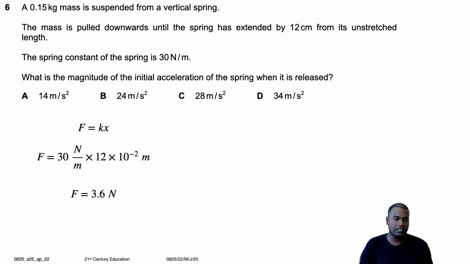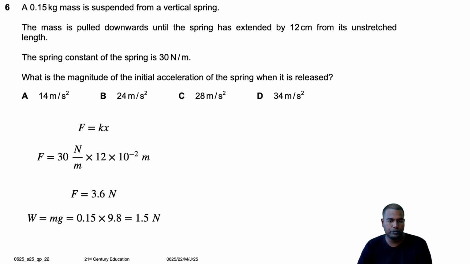With this, if you directly find the acceleration using F equal to ma, then you will be wrong. Why? Because this is the force it wants to act upward. But what we forget is the effect of gravity also. So weight will be pulling downward, spring will be pulling upward. So we need to find the weight. We know that weight is mass into acceleration due to gravity. So it's 0.15 into 9.8.